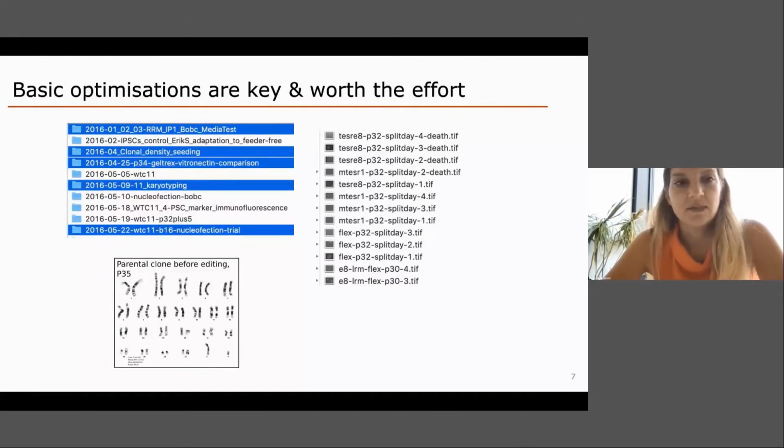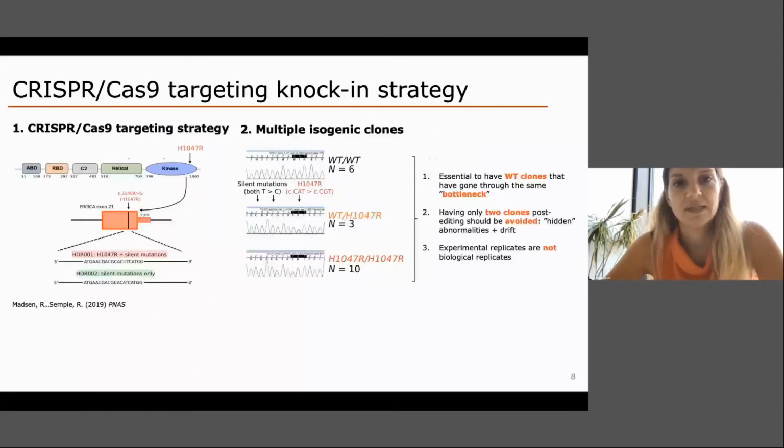I'll skip this in the interest of time. It's basically to demonstrate that I was practicing what I'm currently preaching, so testing optimal medium conditions, coating reagents, clonal density seeding, etc., prior to starting the gene editing protocol.